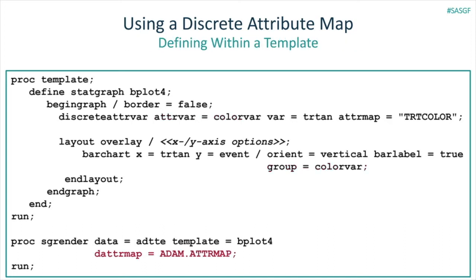So now we've created the template. We've made our template so that we are referencing a discrete attrvar, but now we've got to make sure we actually use that attribute map when we render that template. So when we call PROC SGRENDER, we're going to specify on the DATTRMAP option which attribute map we are going to reference. We're saying we want the attribute map that is stored in the ATTRLIB libname that has a data set called attrmap. So it's going to point to that data set and grab the attribute map that's stored in there.